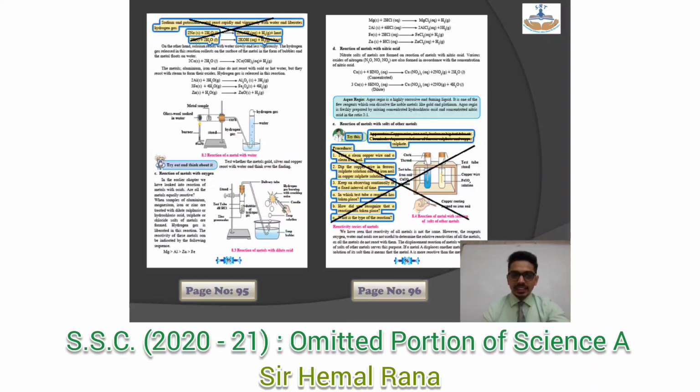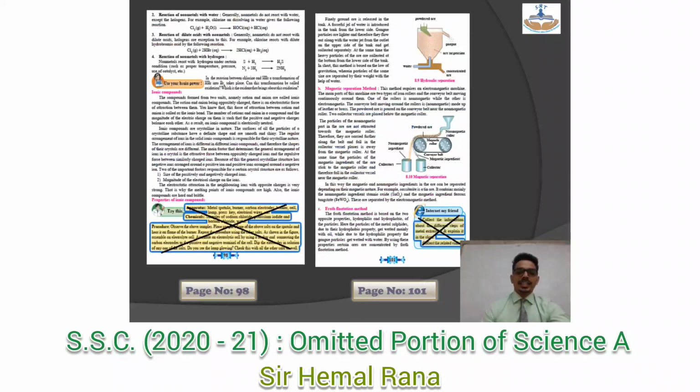On page 96, students, we do not have try this, and along with that, obviously, we are not going to have the diagram, neither the procedure. To your next part, page 98. On page 98, we do not have the try this of properties of ionic compounds. This part has been removed. On the next page, page 99, you will have general properties of ionic compounds. That is going to be there. Only this activity is not there.